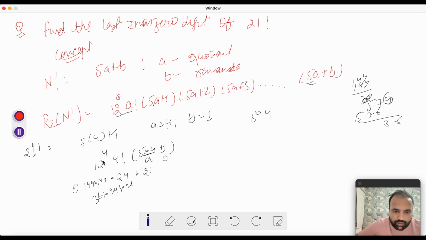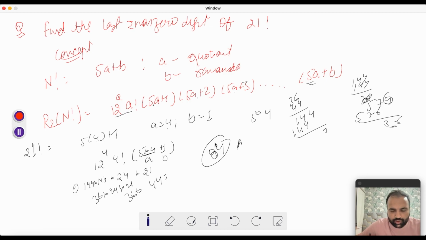Now 12 to the power 4 is what? 144 into 144. If we multiply it, we get the last two non-zero digits, 36. And if we do this one, we are going to get 44. So the answer should be 44. You can check it on your own if you have understood the method, and then we'll move ahead. If we do this, 36 into 44, we're getting 84. Not 44, I'm sorry, my apologies, 84.